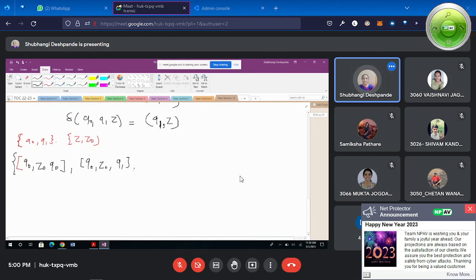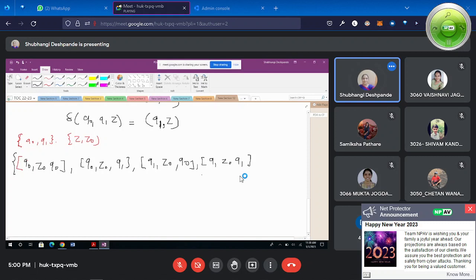Next, comma. If it starts in Q1 and ends in Q0, so Q1, Z0, Q0. The next Q1, Z0 if enters into Q1.